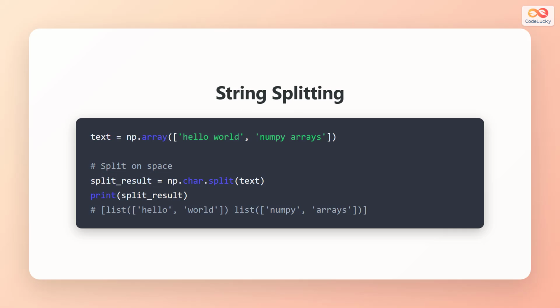The np.char.split function allows you to split strings in your array based on a delimiter. By default, it splits on whitespace. For example, if you have an array containing hello world and numpy arrays, calling np.char.split will split each string at the space character. The result is an array of lists, where each list contains the split words. So you'd get a list containing hello and world, and another list containing numpy and arrays. This is particularly useful for text preprocessing tasks.